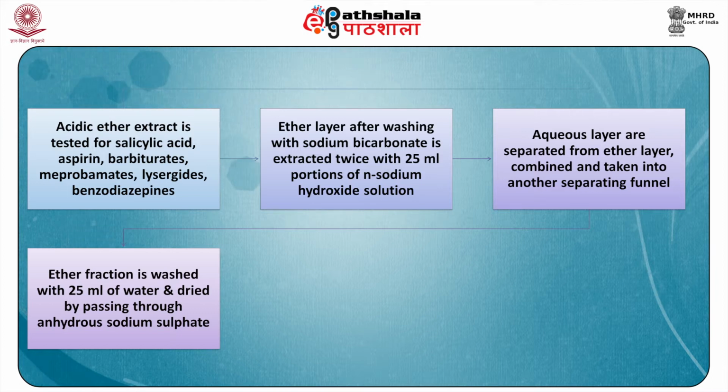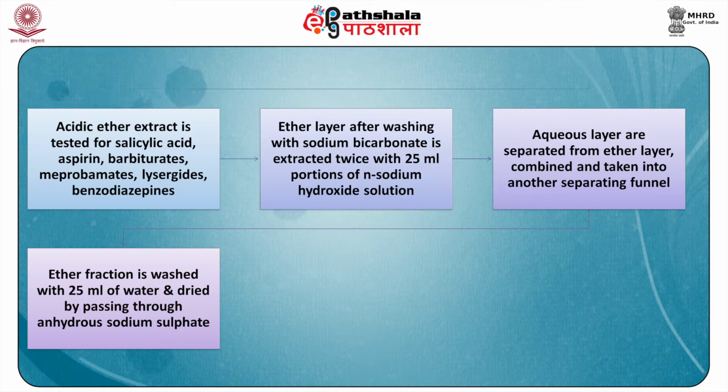The ether layer of the acid ether fraction, after washing with sodium bicarbonate, is extracted twice with 25 ml portions of 1 normal sodium hydroxide solution. The aqueous layers are separated from the ether layer, combined and taken into another separating funnel, and this is made acidic with dilute sulfuric acid and extracted twice with 25 ml ether portions each.